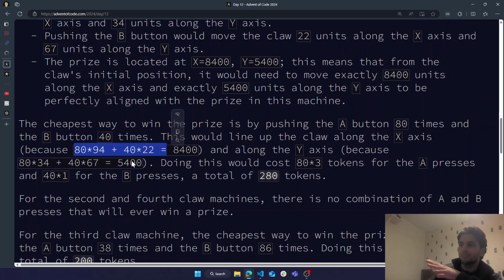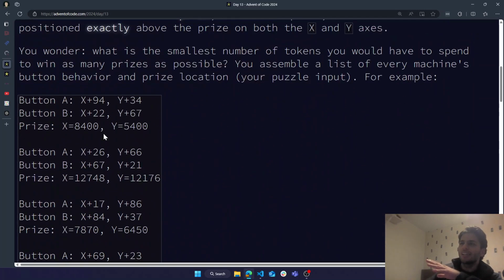and then I put in this equation. So let's say we have A and B. All I said was 94x, so 94 times by something, plus 22x times by something will give us 8400. And then x2, let's call it, or we can call it y, we can say 34 times y plus 67 times y will give us this. That's the first equation that I created, right?